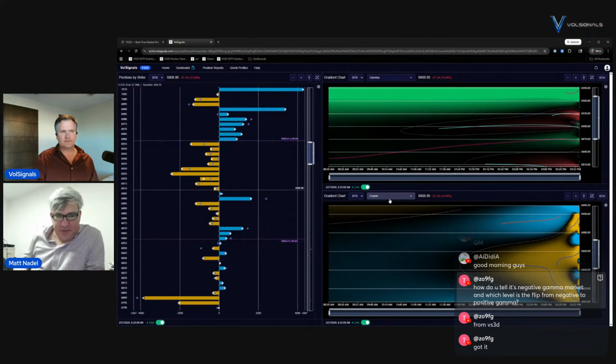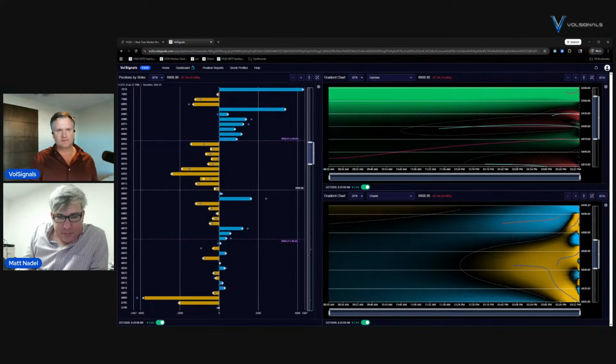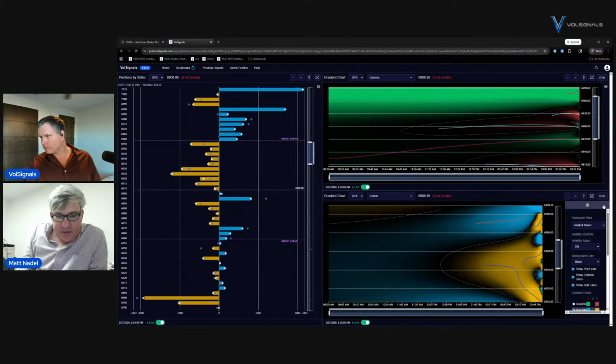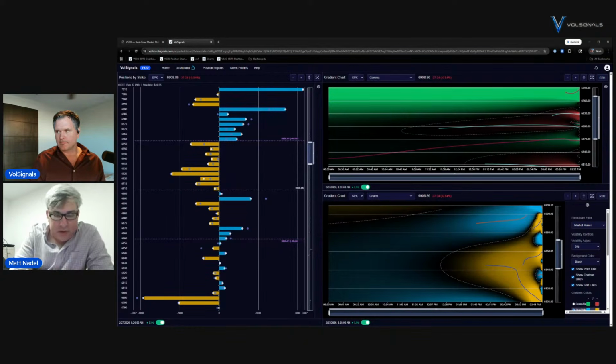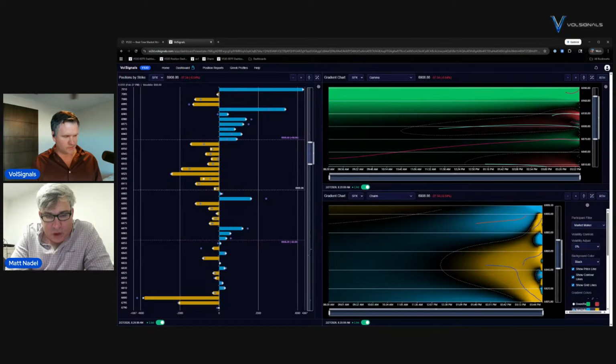Oh, yeah. Charm. Whereas he was just describing gamma, which really affects the speed of the market, charm affects more the direction of the market. So charm is basically how your delta changes over time. And what we do in VS3D is we break it down into 5 minute increments. We look at all the positions and say, over the next 5 minutes, all else being equal, how many minis do market makers need to buy or sell?